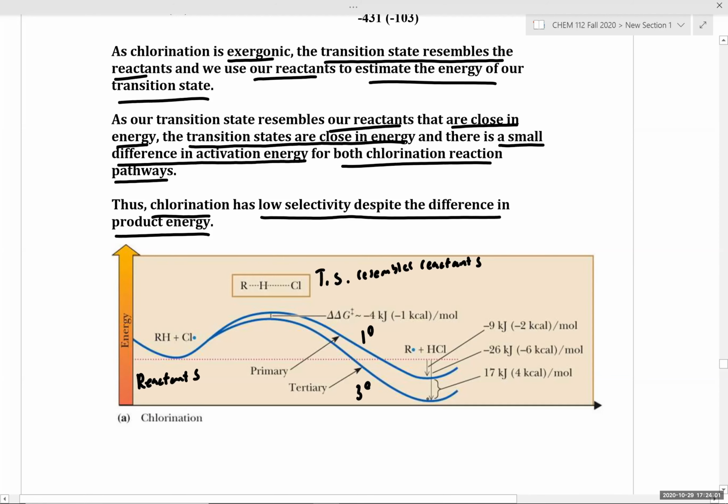Perfect. So this is why chlorination is not particularly selective. Our transition state resembles our alkane starting material. There is very little difference in energy between the alkane reactant via the primary or tertiary reaction pathway, because it's the same starting material. As a result, even though the tertiary product is substantially lower in energy, we don't often see an extreme selectivity for the tertiary product, because what determines selectivity is the activation energy and the difference in activation energy between our two pathways. Okay.